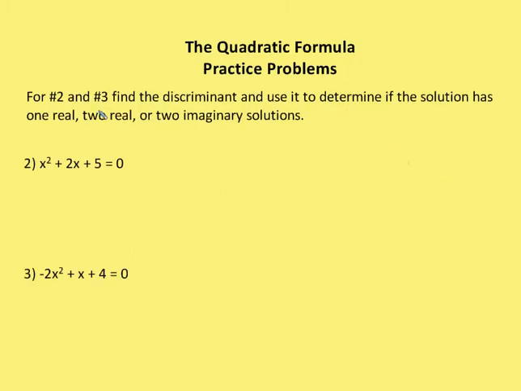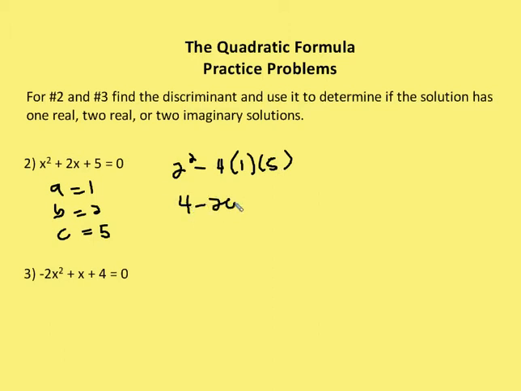All right, for number 2 and 3, find the discriminant and use it to determine if the solution has 1 real, 2 real, or 2 imaginary solutions. All right, so b squared minus 4ac. Again, my a value, my b value, and my c value. A value is 1, b value is 2, c value is 5. b squared is going to be 2 squared minus 4 times 1 times 5. I have 4 minus 20.